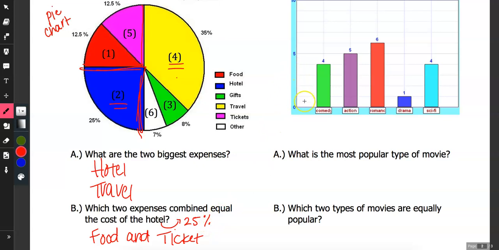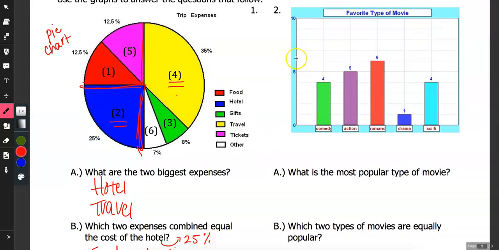Okay. Our next chart here is about favorite types of movies. So since this is categorical data, this is a bar graph.